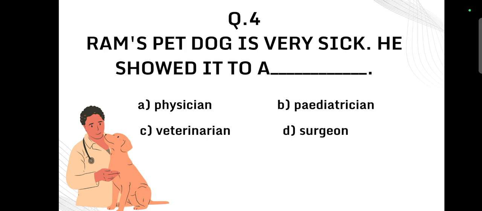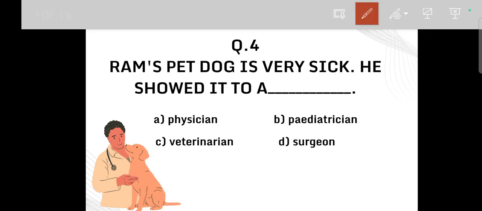Question number 4, Ram's pet dog is very sick. He showed it to A, physician, B, pediatrician, C, veterinarian, D, surgeon. Whenever an animal is sick, we take it to the veterinarian. So the correct answer is C.